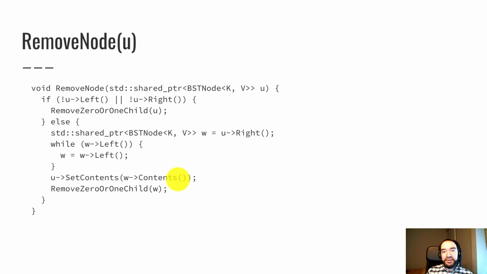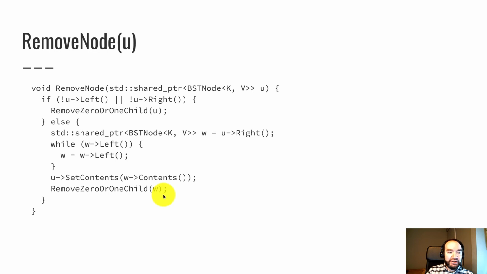There's just one detail: right now, at this moment, there's 2 copies of W's contents. There's one copy that we copied into U, and there's another copy in this lower successor node W. We need to delete out that lower successor node so that we don't have duplication happening. And we call remove 0 or 1 child on W. That does the work of taking out that copy node deeper in the tree.